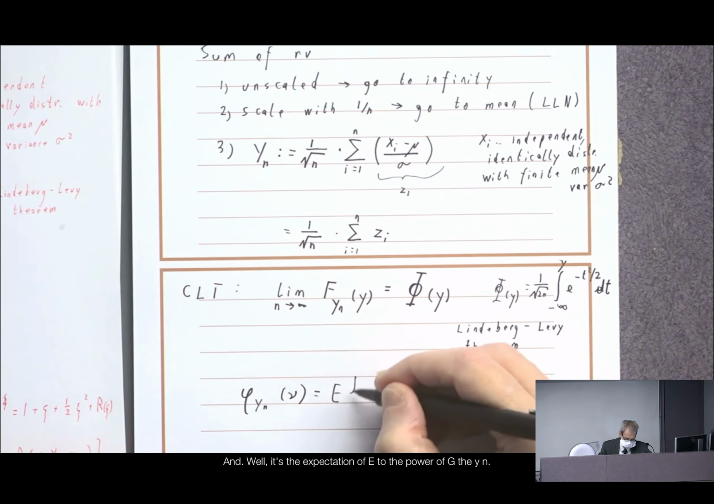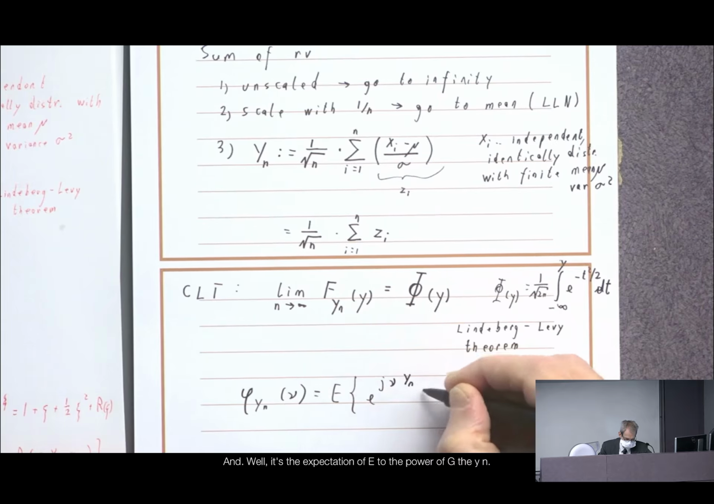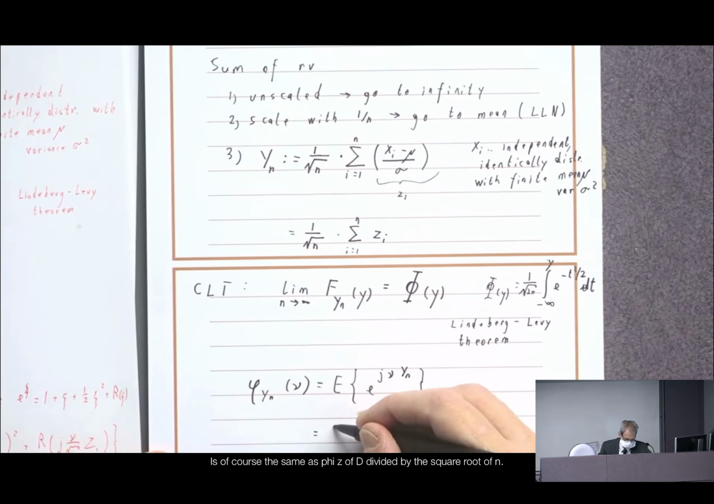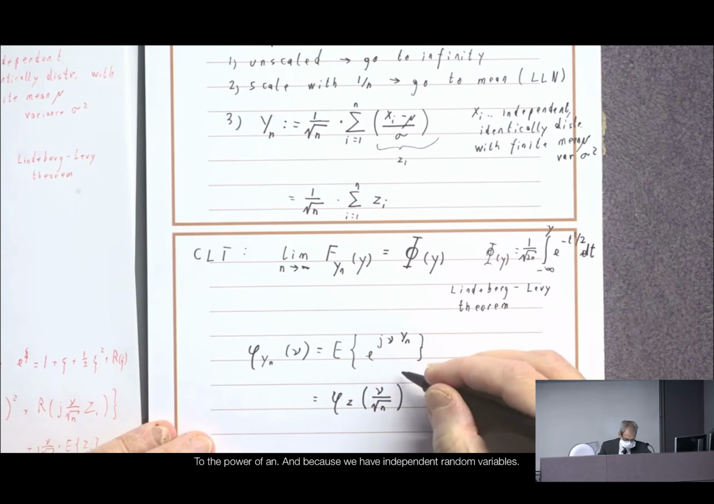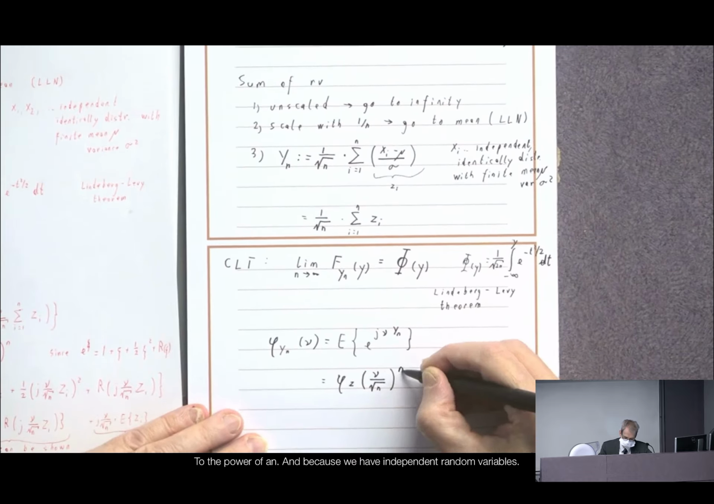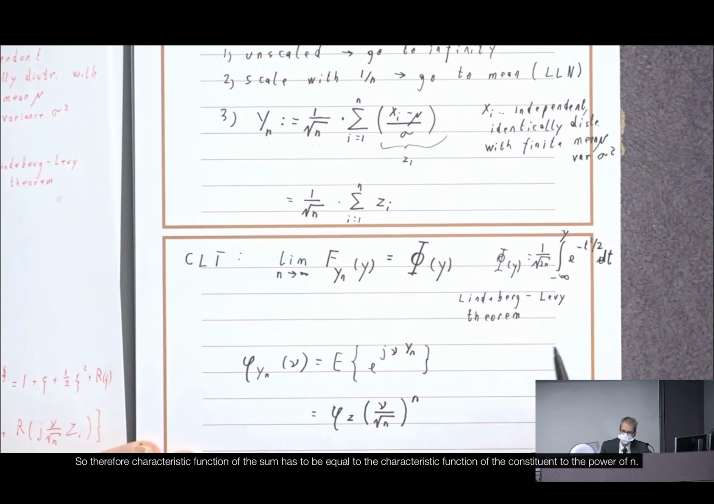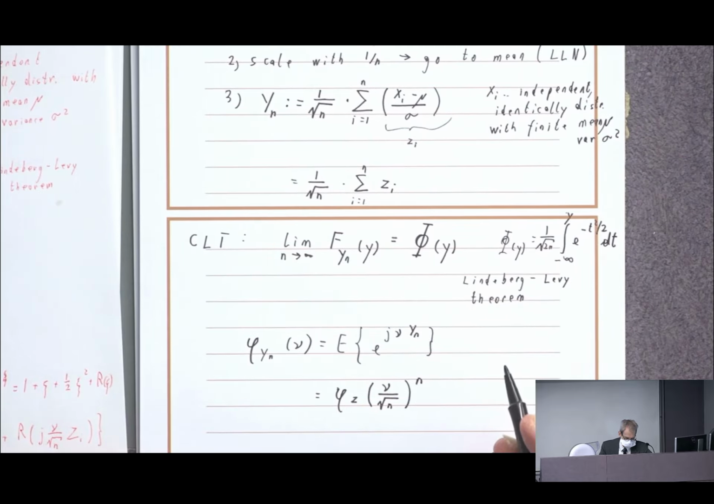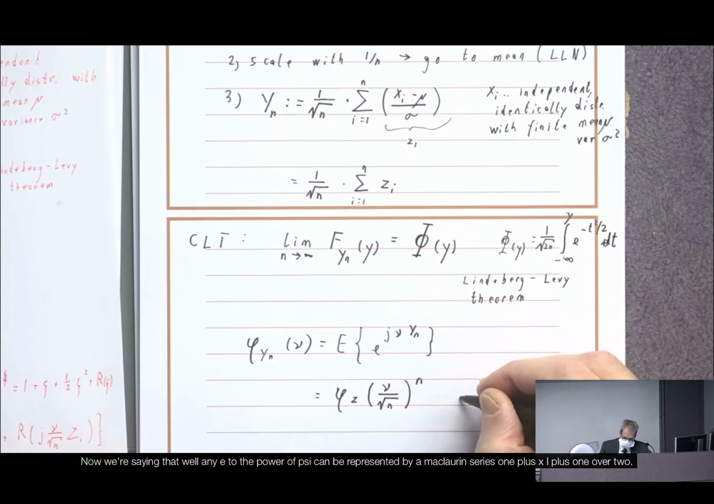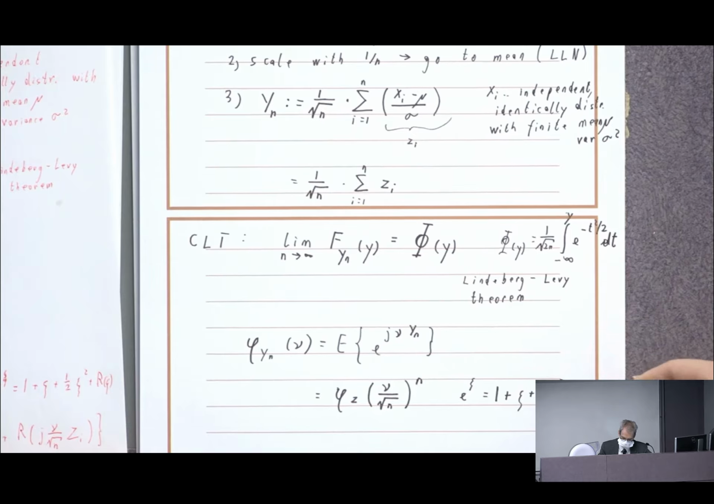Well, it's the expectation of e to the power of j nu Yn, which is the same as Phi_Z of nu divided by the square root of n, to the power of n. Because we have independent random variables, the characteristic function of the sum has to be equal to the characteristic function of the constituent to the power of n. Now, any e to the power of x can be represented by a Maclaurin series: 1 plus x plus 1 over 2 x squared plus some residue term.